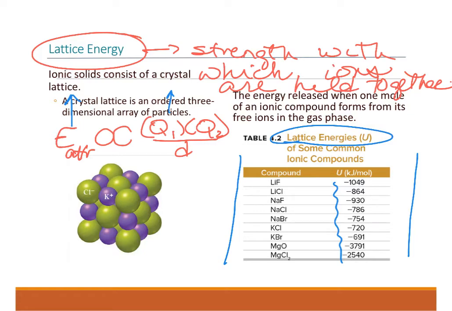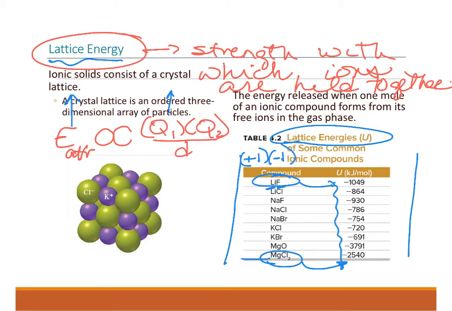Magnesium chloride in this table has the highest lattice energy, and it's a little bit more than twice as high as lithium fluoride. Why would that be? Let's look at the charges. Lithium is from group 1A, so when it loses its one valence electron, it gets a charge of +1. Fluorine is from group 7A, so when the halogens become ions, they have a charge of -1.